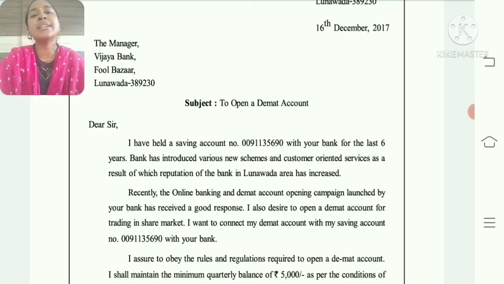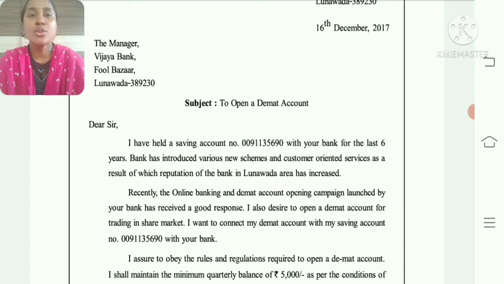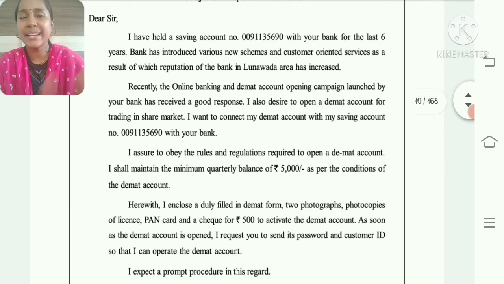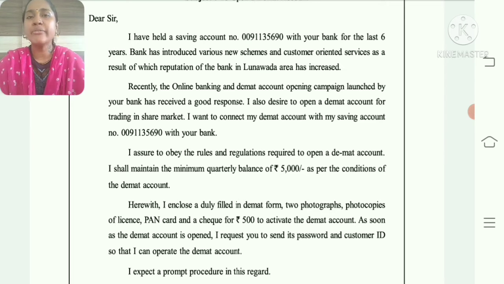So what is the subject? To open a demat account. So what is the subject? Why are we writing this letter? To open a demat account. Again leave one line. On the left side, write Dear Sir, because the courtesy of starting a letter is needed. So we have to start with Dear Sir.